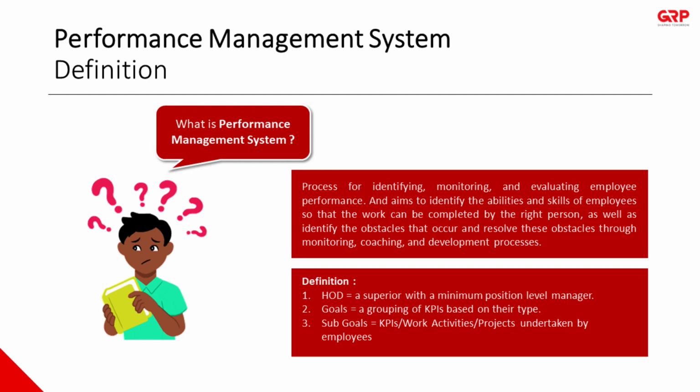First, HOD stands for Head of Department. HOD is a superior with a minimum position level of manager. Second, goals. A goal is a group of KPIs based on their type: corporate goal or functional goal. And the last, sub-goals. A sub-goal is a more detailed KPI or activity or project which needs to be delivered as the main objectives of the role.